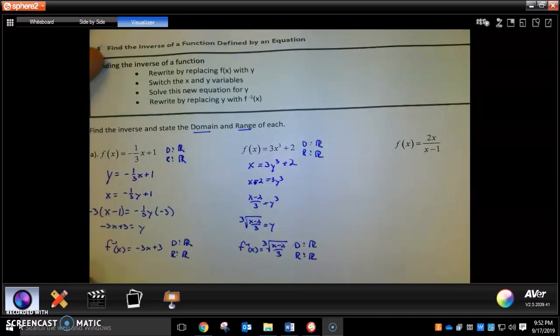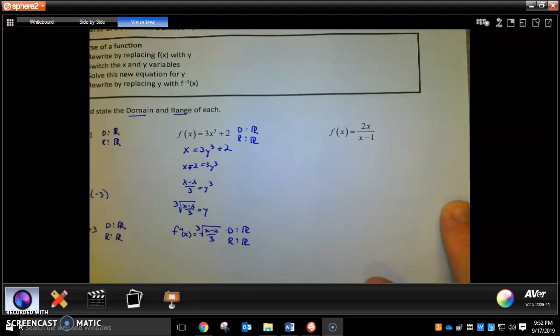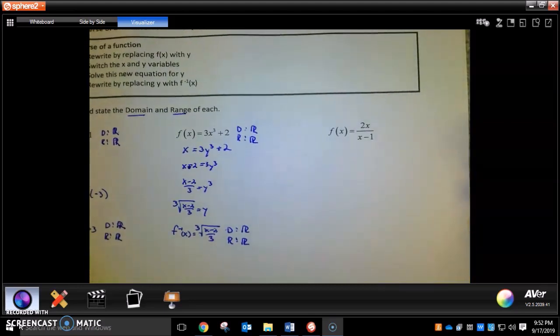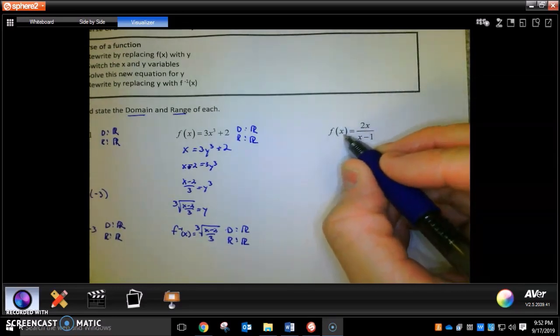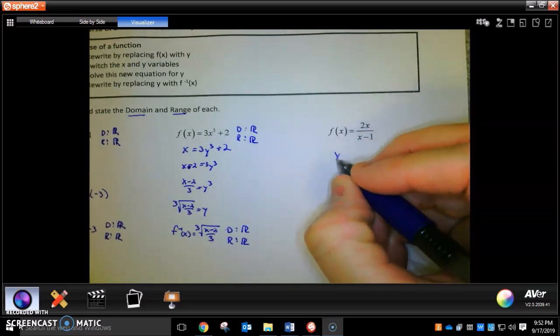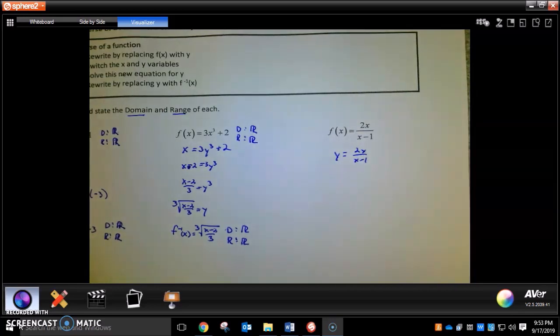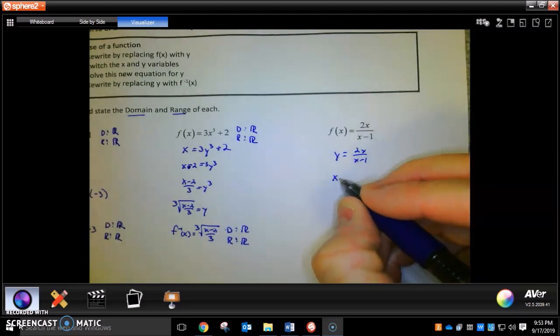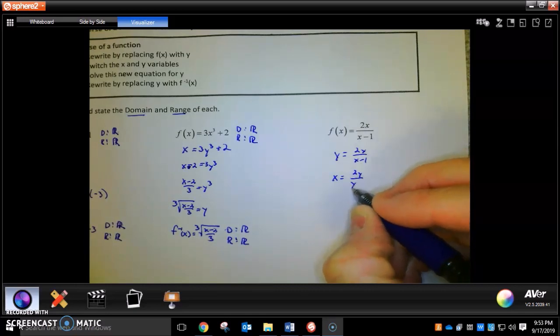Okay? All right, last example. Now, this one is definitely something that you're going to have to pay attention to. So this one I am going to do in 2 steps. I'm going to rewrite the f of x as y. Now I'm going to switch the x's and the y's. So this y is now an x, and both of these x's are now y's.